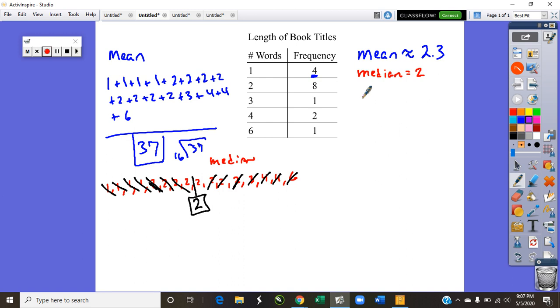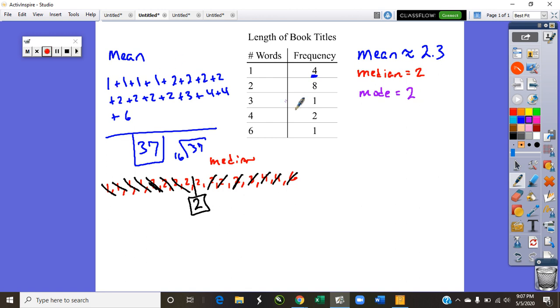Okay. Well, the mode's pretty simple. All you have to do is look at your numbers. Which one of these occurs most? I have 4 1s. I have 8 2s. I have 1 3, 2 4s, and 1 6. Well, which one had the most? The 2s. Because there were 8 of those, right? So my mode is just 2. Okay, and that's pretty simple to identify.